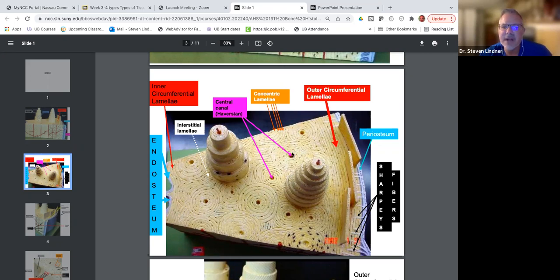In the center of each osteon is the Haversian canal or central canal. And the purpose of the Haversian canal, that's where you have your blood vessels that travel through.